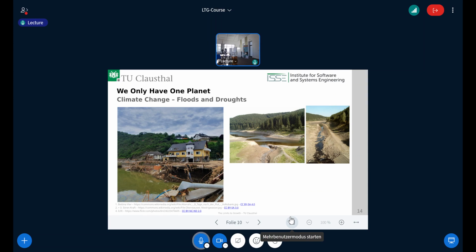Droughts are the other side, and you can actually see the combination of both floods and droughts really nicely just around the corner here. Who recognizes this place on the right? Where is that? Exactly, I'm just repeating it now because you're not on the microphone. This is the Ogertal Dam, or the Ogertalsperre in German, the dam for the Oger just in the Harz region.